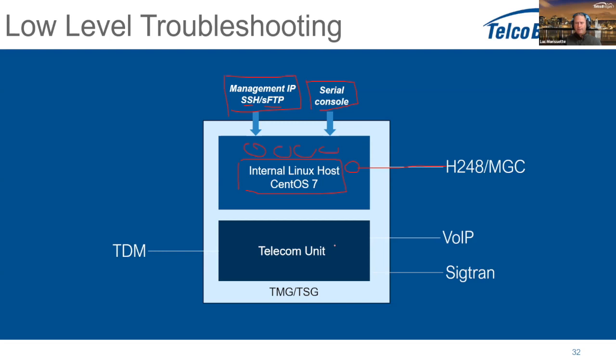The other part that we have here is the telecom unit. Okay? So these are two separate modules which are interconnected inside. And this telecom module is the one that has the TDM connection. So the OC3, DS3, T1s, E1s, it has those connections. Here, it has the RTP connection, and it has also the SIGTRAN connections. All of them are connected to the telecom unit. So if you want to look at H.248 information, it will be at this level here. If you want to look at TDM, VoIP, SIGTRAN, it will be at this level here.